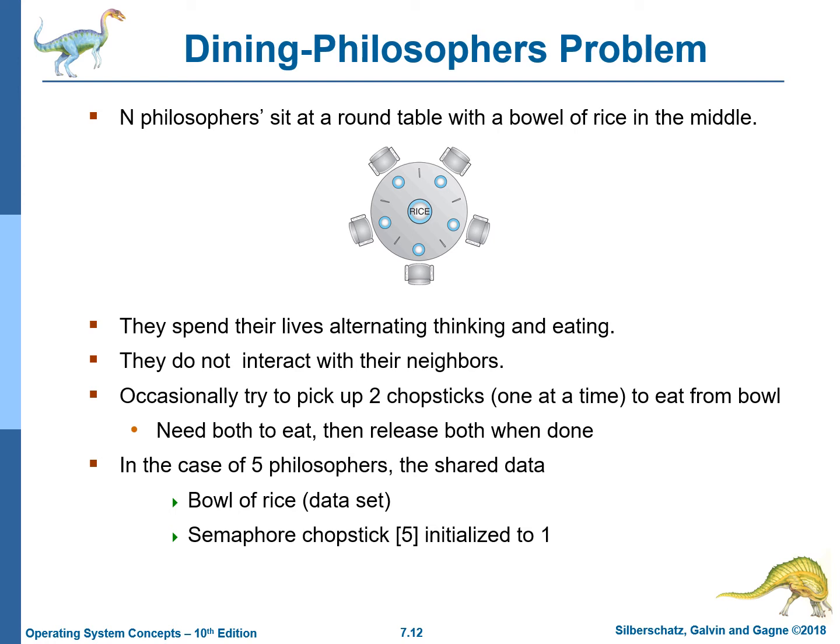Okay. From time to time, a philosopher gets hungry and tries to pick up the two chopsticks that are closest to her. Okay, antara left and right lah. Okay, so a philosopher may pick up only one chopstick at a time. So obviously she cannot pick up a chopstick that is already in the hand of the neighbor, of course. Okay, so macam kita makan lah. Okay, makan in the Chinese food restaurant ke apa ke.